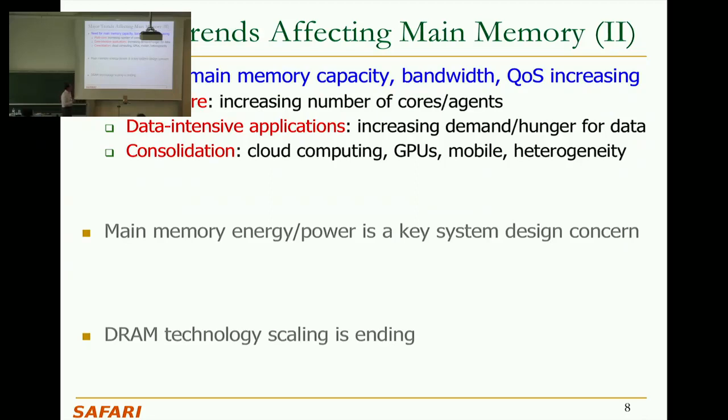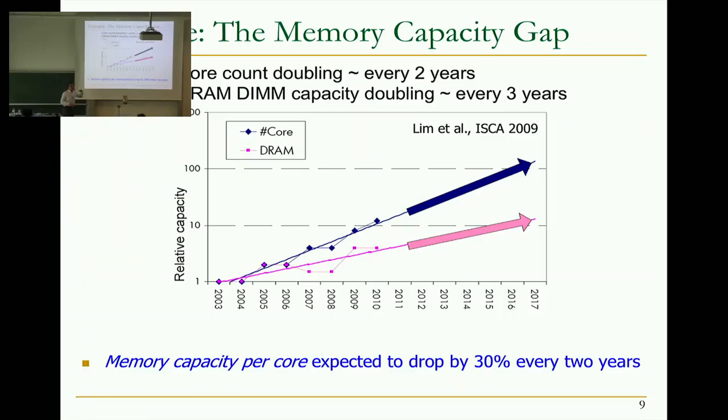And you can pick your favorite applications. It's going to be very likely data intensive. And we want to consolidate more and more. Basically, we want to put more applications, more workloads on the same chip, on the same node, because we want to improve the efficiency. That's true in cloud computing, in GPUs, in heterogeneous systems. I want to be able to execute many things on this at the same time, for example. OK, so this is clearly driving the requirements of capacity, bandwidth, quality of service, predictability, because there are many applications sharing the system, and also latency up.